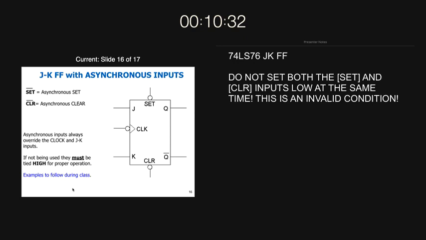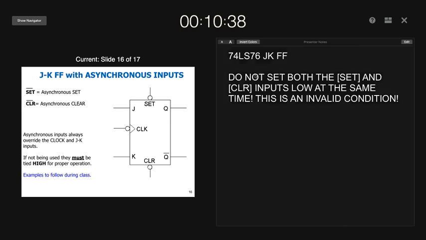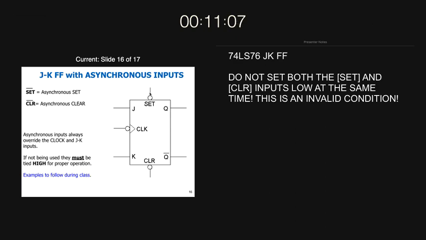Okay, JK flip-flop with asynchronous inputs. So this is exactly like the 74LS76 JK flip-flop, which is what we're going to be using to build our counter circuits. So if we have asynchronous inputs here, and they can be active high or low, in this case they're active low. Low is more common. Okay. If we're not going to use these, which is normally going to be the case, well, maybe not normally, but often we're not going to use these, tie them high to disable them. Do not leave them floating.